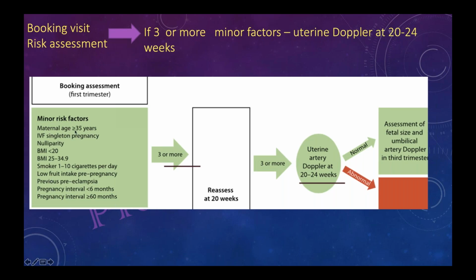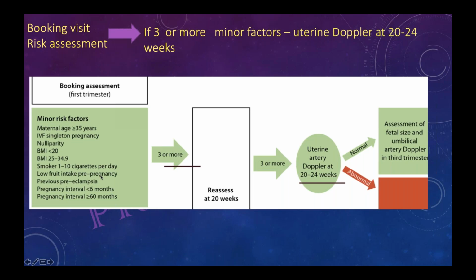So maternal age equal to and more than 35, number one. Number two, IVF singleton pregnancy. Third is primigravida or nulliparity. Now BMI. If it is less than 20, or if it is more than 25 to 35. So this part would be confusing, but you have to remember, because more than 35 BMI will come in major risk factor. Then smoking less than 10 cigarettes.